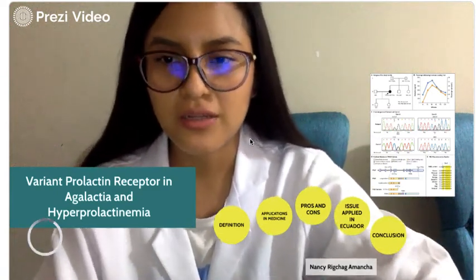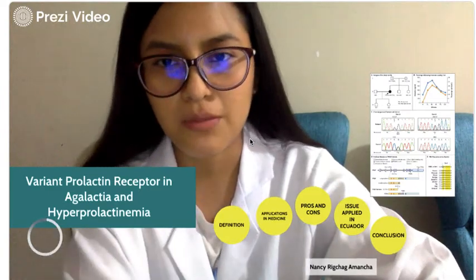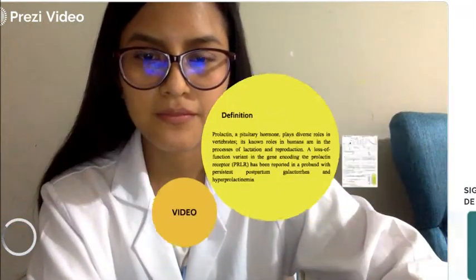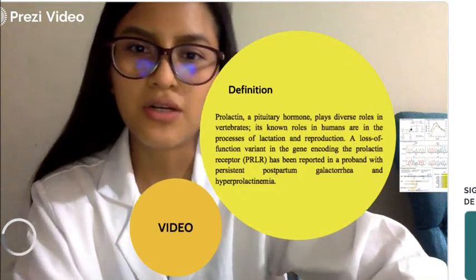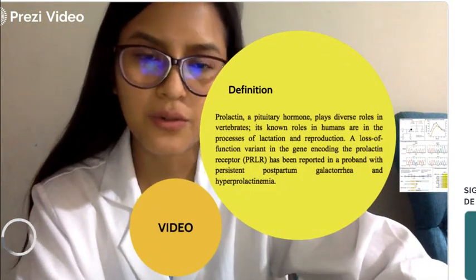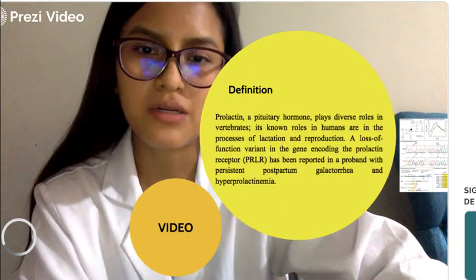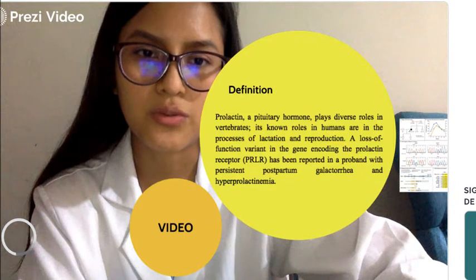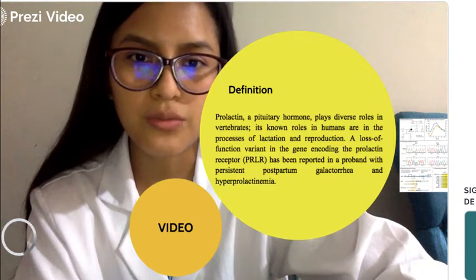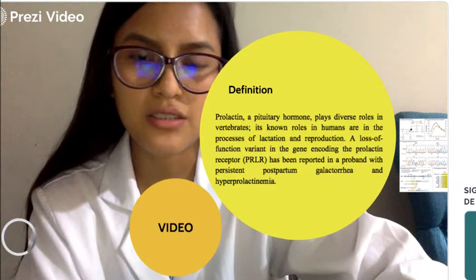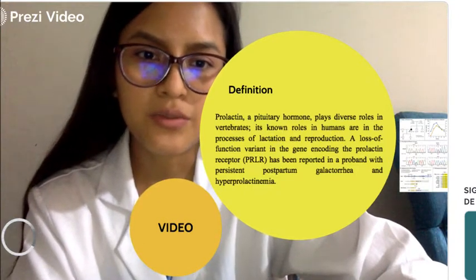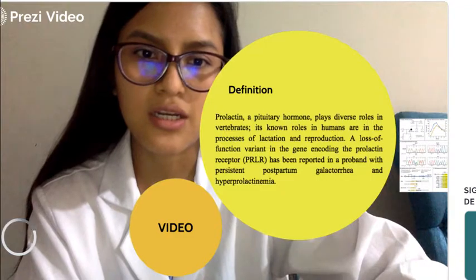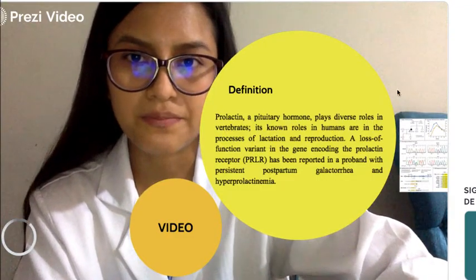The topic is variant prolactin receptor in agalactia and hyperprolactinemia. The definition: prolactin and pituitary hormones play diverse roles in vertebrates. Its roles in humans are in the process of lactation and reproduction. A loss of function variant in the gene encoding the prolactin receptor has been reported in probands with persistent postpartum agalactia and hyperprolactinemia.